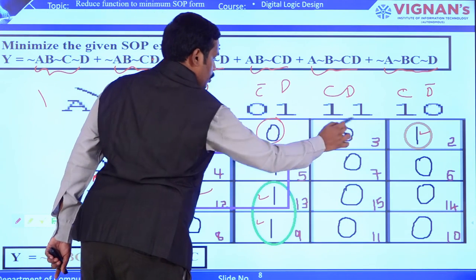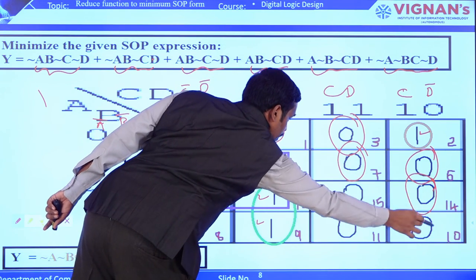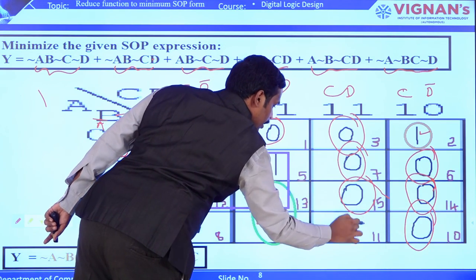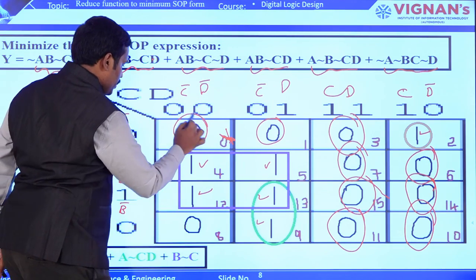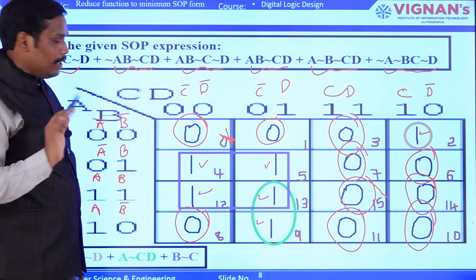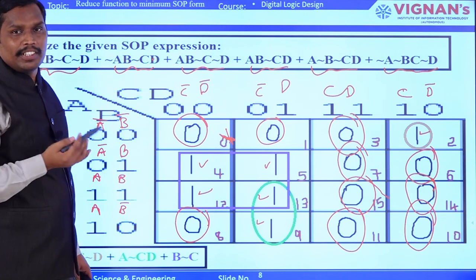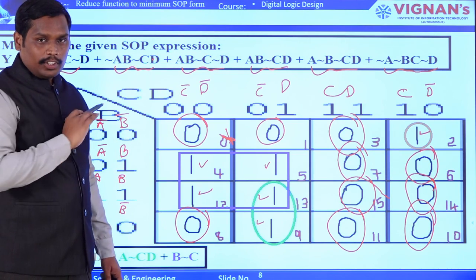So 0, 0, 0, 0. The rest of the cells are replaced with zeros. Wherever there is 1, 1. And the rest of the places you are going to represent with zeros. So now you can see in this Karnaugh map, there are only a few cells which are represented by 1 as per the given SOP expression. Is it clear? So the first statement is clear.